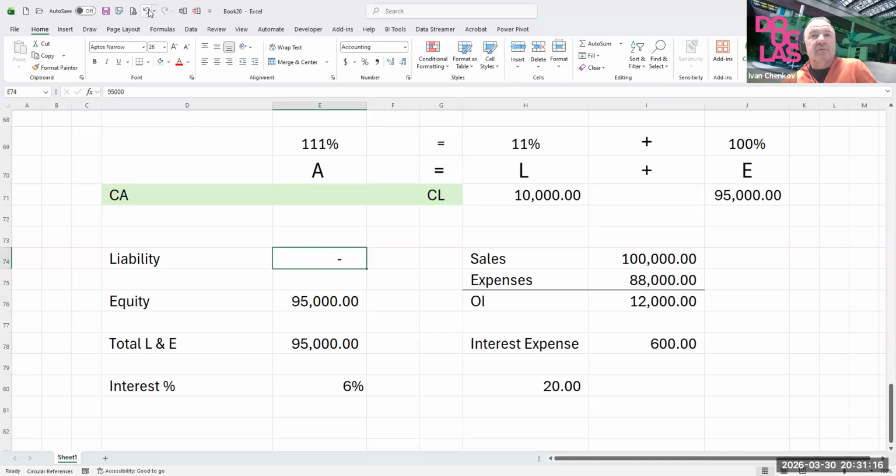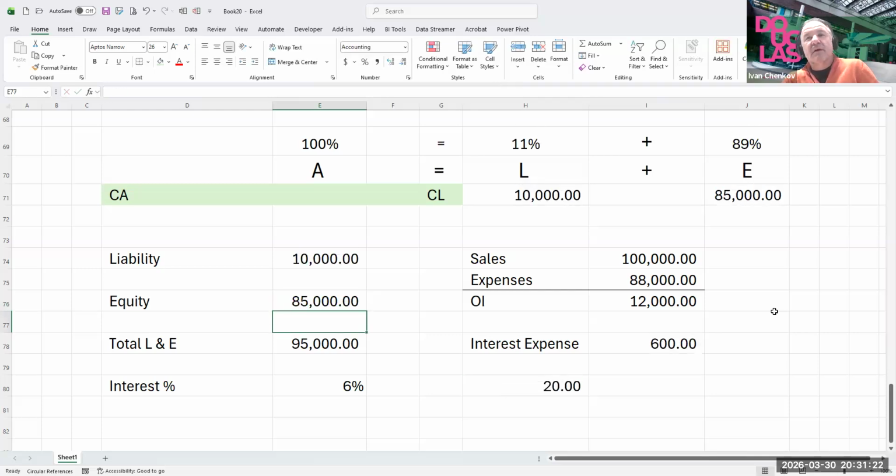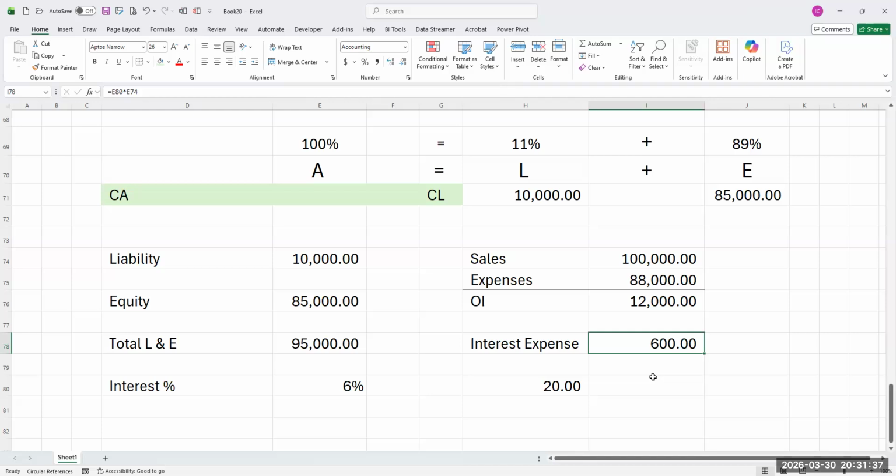No, that will be the opposite. Now, if you borrow 10,000, equity goes down to 85. Now I have 10,000 of debt. My interest expense now is 600. Correct? Are you guys with me? Yeah, I'm with you, Ivan.